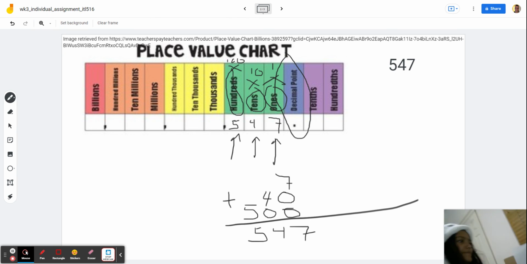Okay, so she put 500s in the hundreds house. She put 4 tens and 7 ones blocks to represent our number 547. And thank you very much for your assistance. We'll see you later. Thank you.